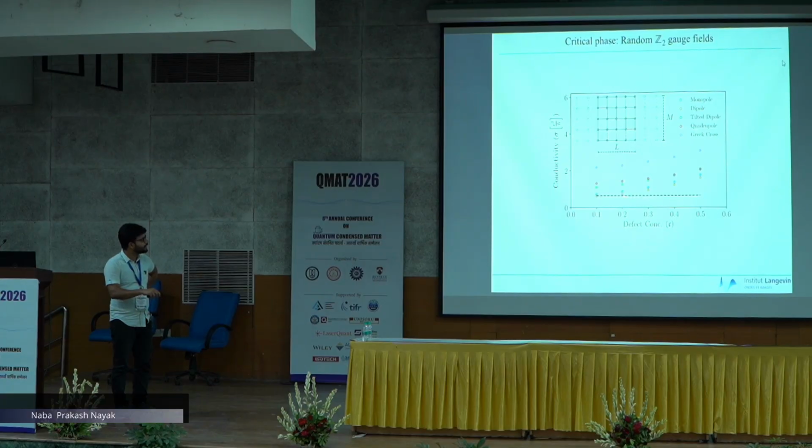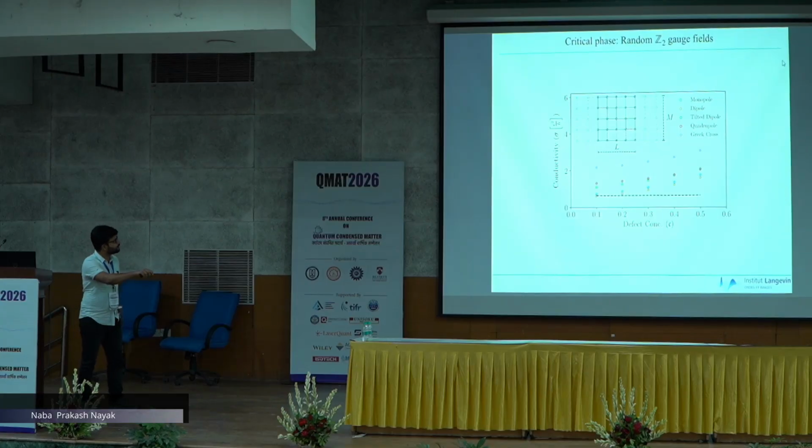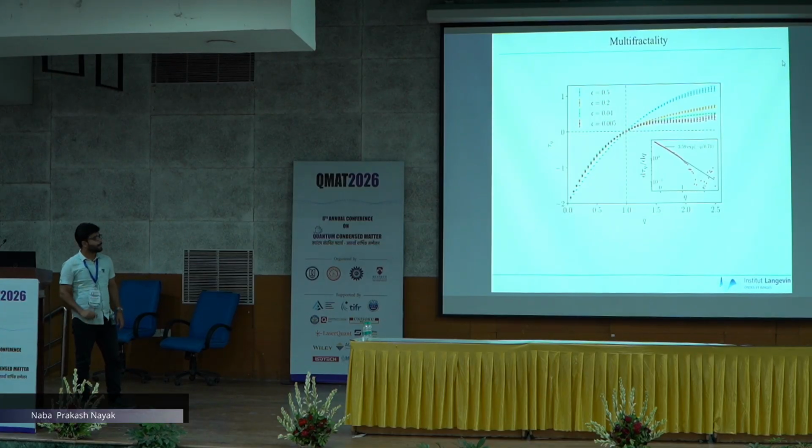If this dotted line is the conductivity of the clean Dirac cone in graphene, and if you put in disorder, the conductivity actually increases, and you have this zoo of critical states depending on the local correlation between different kinds of defect configurations. Now what about the multifractality that I talked about?